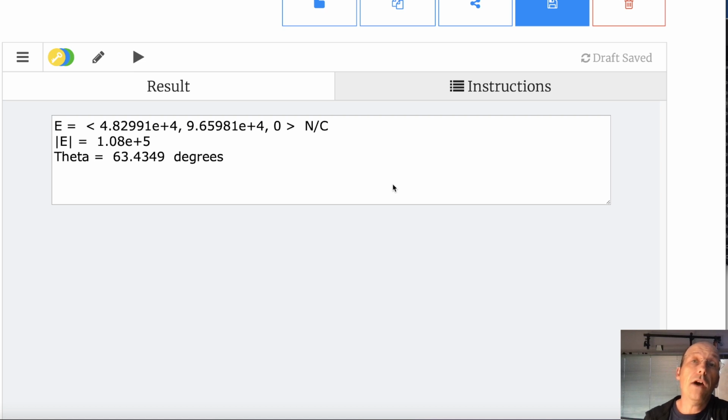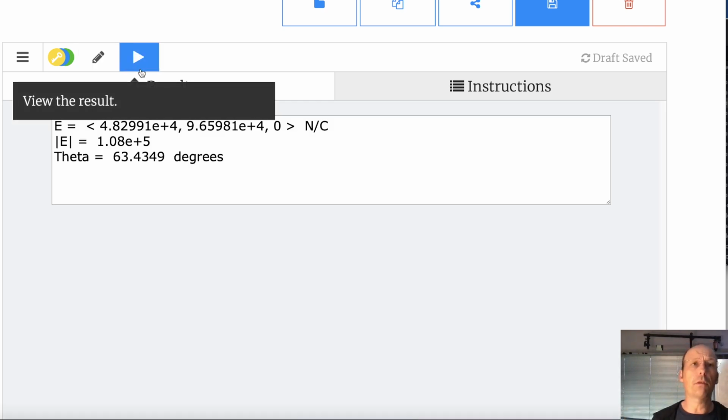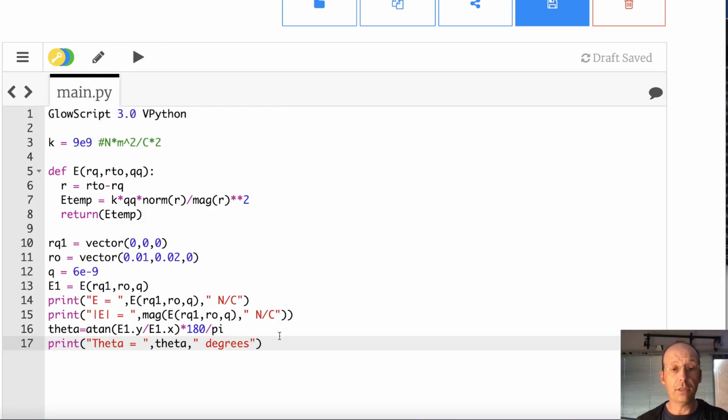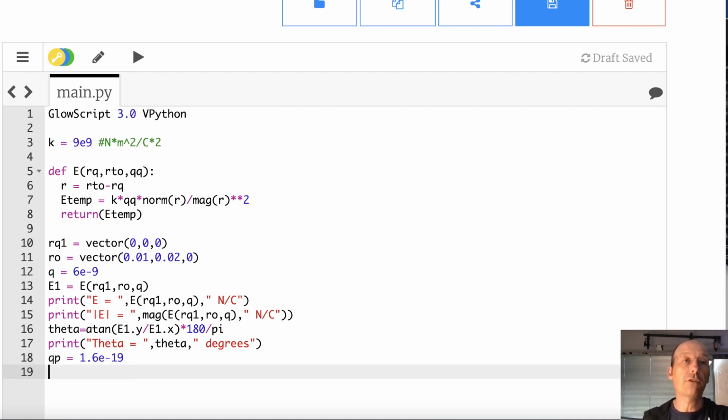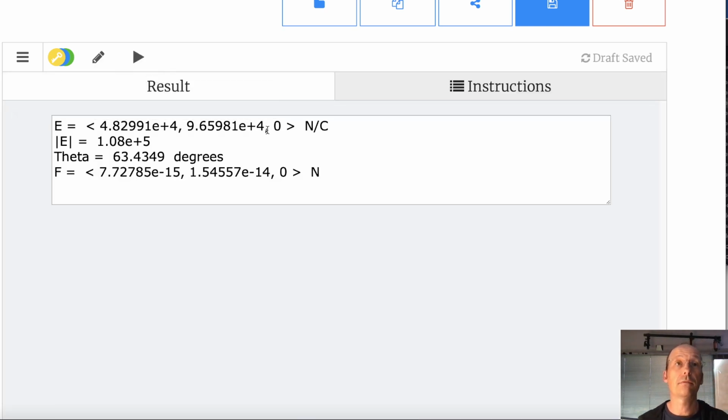Oh, one more thing. Sometimes they ask, what's the force on the particle there? What if I put an electron there? So let's say QP, oh, that's QP. QP equals 1.6 E negative 19. That's the charge of an electron. So then I can say print F equals QP times E1 newtons. So I can find the force if I have the electric field. Okay, so that's that.